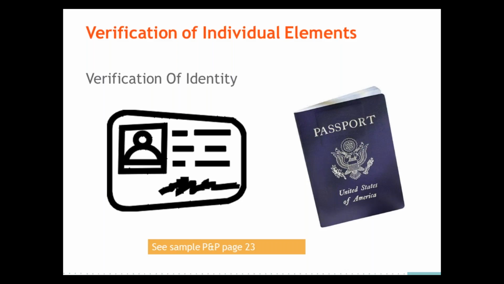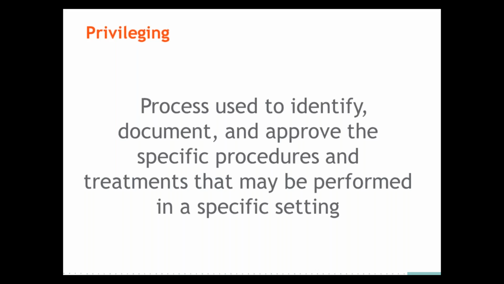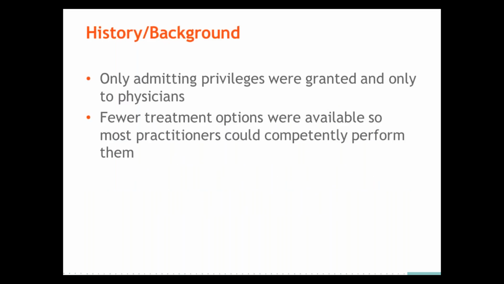Okay, let's switch gears here a little bit. Now we're going to talk some about clinical privileges. And remember, privileging is the process we use to identify and document and approve any kind of specific procedures and treatments that they can perform at our facility or that specific setting. And back in the old days, only admitting privileges were granted, and this was only granted to physicians.